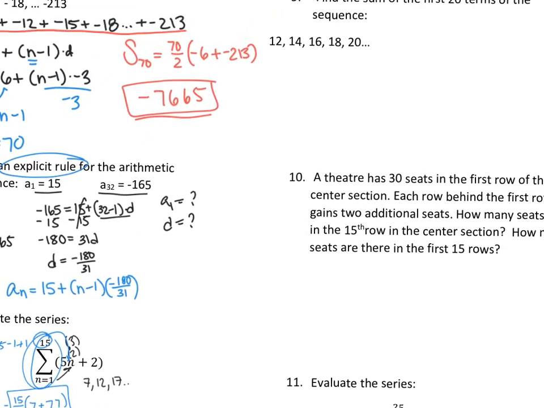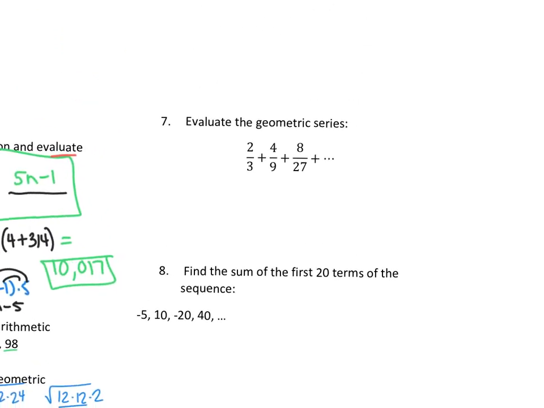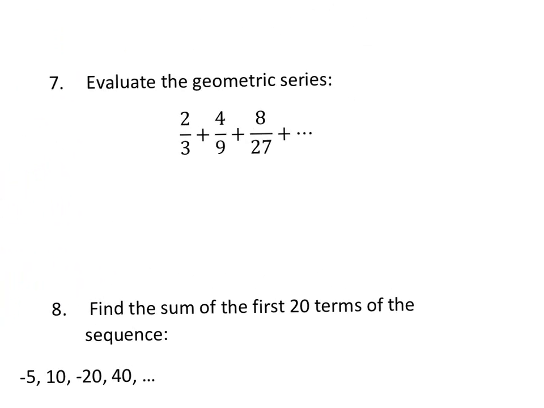Okay, number 7. Evaluate the geometric series. So it's a geometric series. I need to check, we have 2 different types. Is it finite or infinite? Because there's a different formula for each one. These ellipses mean it's infinite.